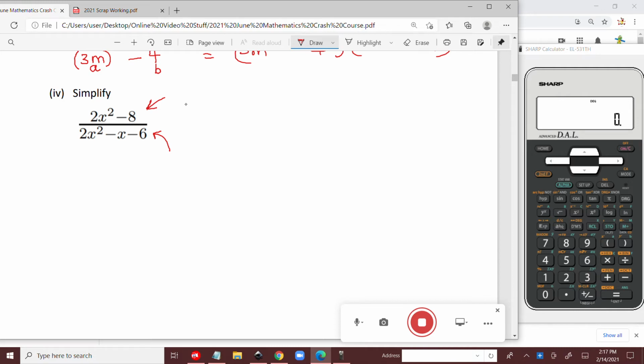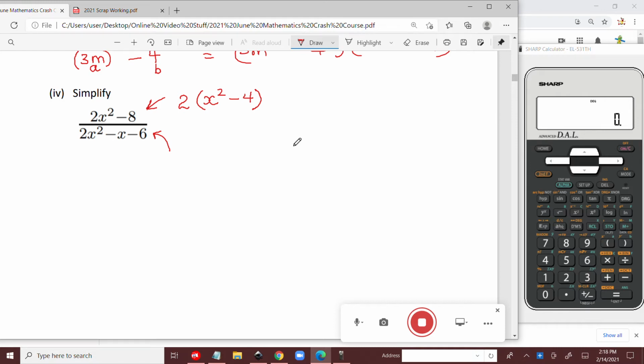So the top is going to be easy to simplify. To factorize, we're just going to pull out 2. So if we pull out 2, we will be left with x squared minus 4, right? Because we just secretly divided everybody inside by 2. Now, a lot of students will stop here by mistake.